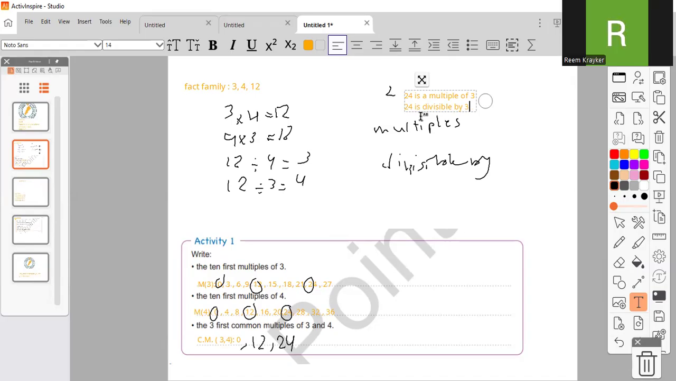So here you should know that the two terms, multiple and divisible by, have the same meaning. You can say 24 is a multiple of 3, or we can say 24 is divisible by 3. They have the same meaning. Remember this note, a very important one.